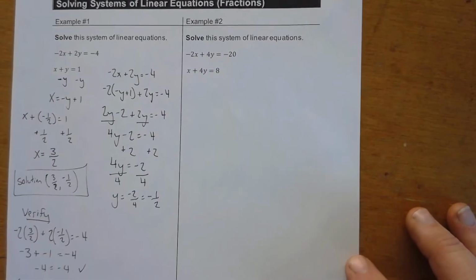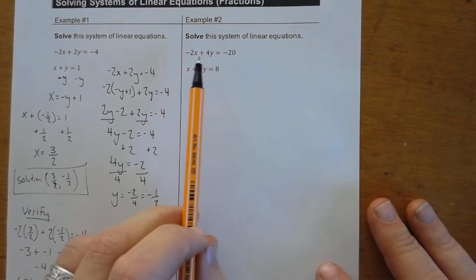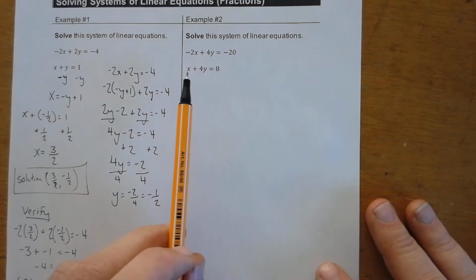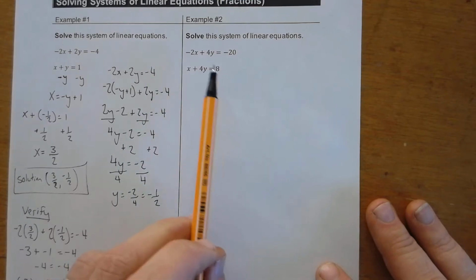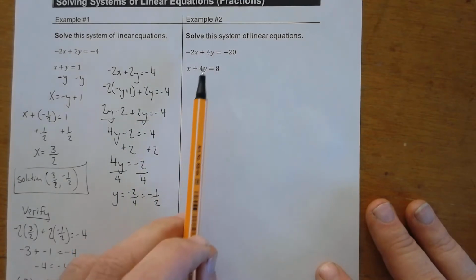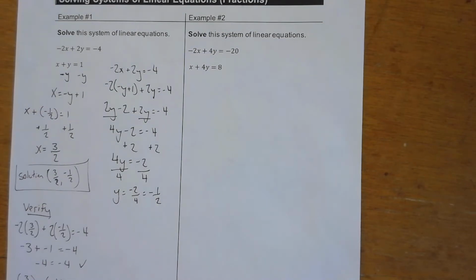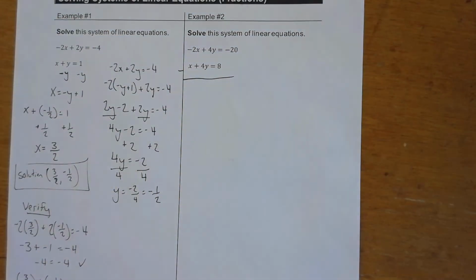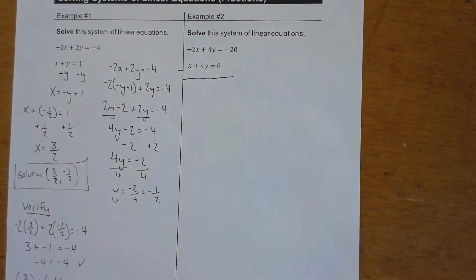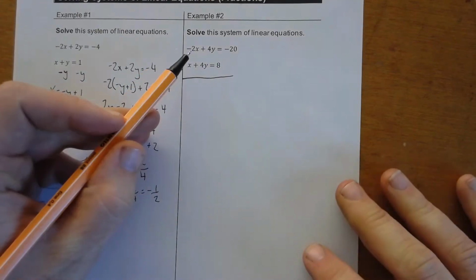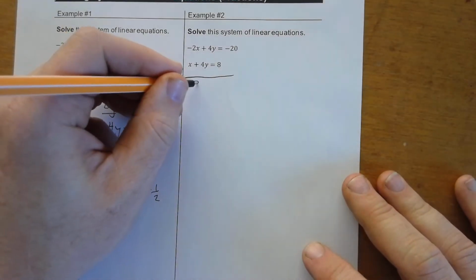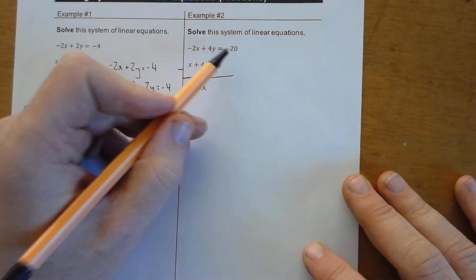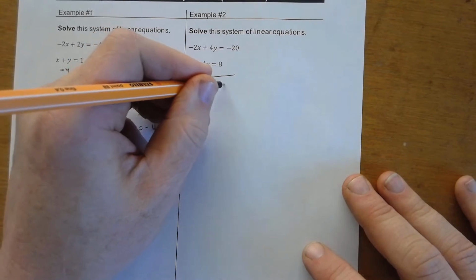Second example. You can see right away that my first equation is negative 2x plus 4y equals negative 20. My second equation is x plus 4y equals 8. See right away that there's a common coefficient between the first equation and the second equation. So I'm going to subtract these two equations from each other because they both have a 4y. Negative 2x subtract x is negative 3x. 4y subtract 4y is 0. Negative 20 subtract 8 is negative 28.